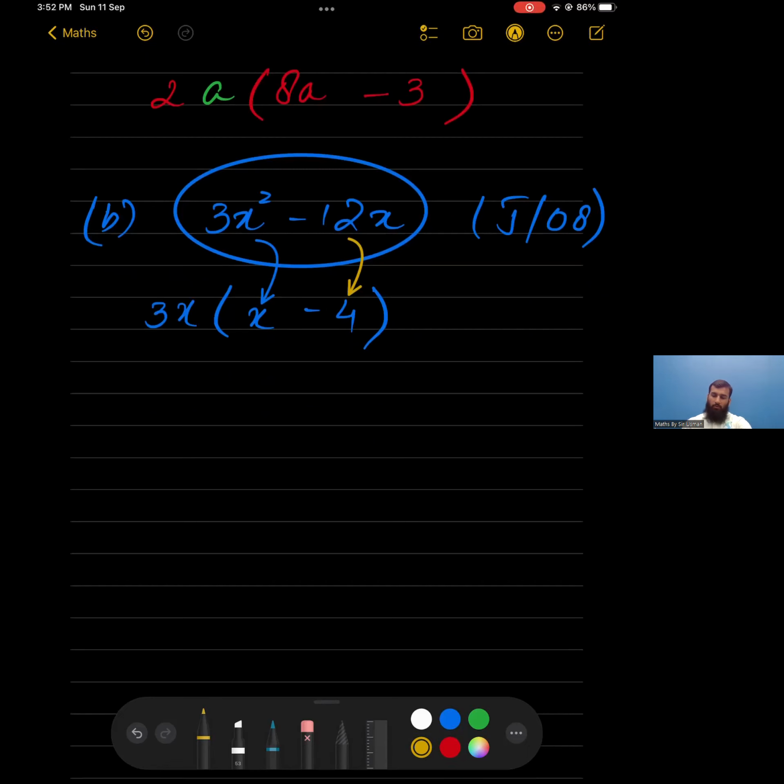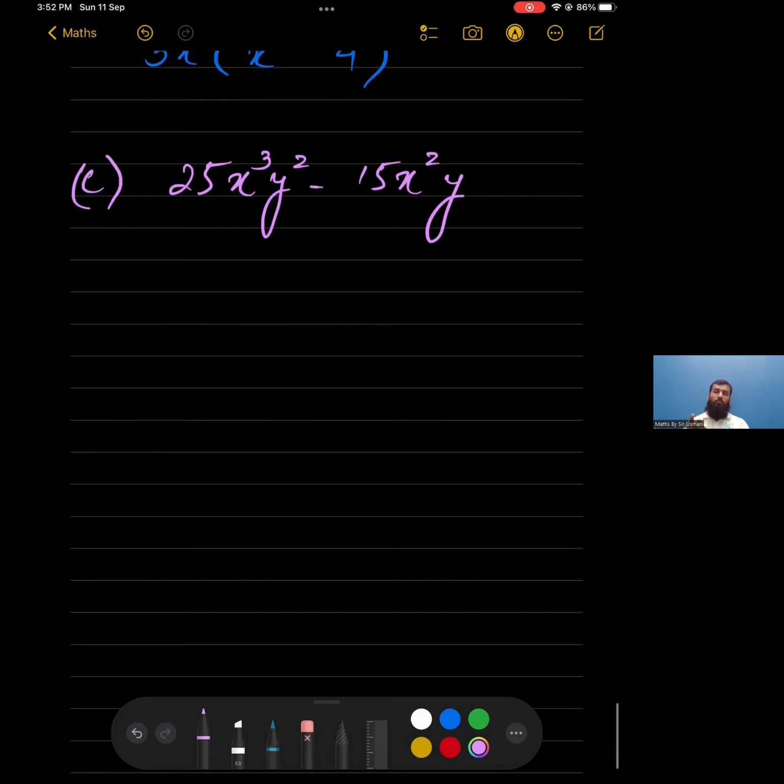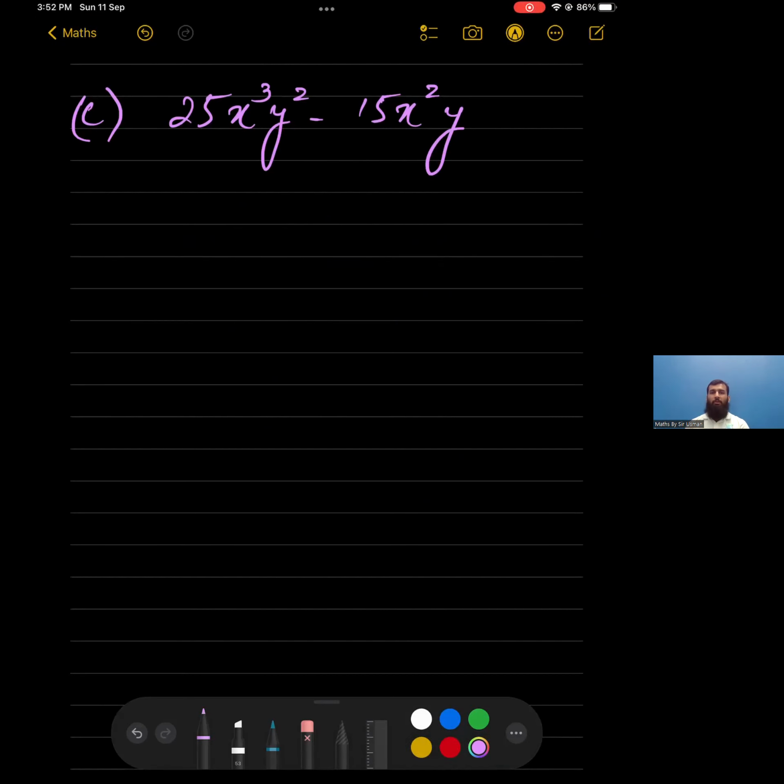Okay, now moving on to a similar question, which is saying that you have got 25x cube y square minus 15x square y. I need to take out the common from here, लेकिन ये मैं नहीं करूंगा. This would be done by you people. आप लोगों ने इसको सॉल्व करना है, इसको सिंप्लीफाई करके आंसर बताना है मुझे, all of you.